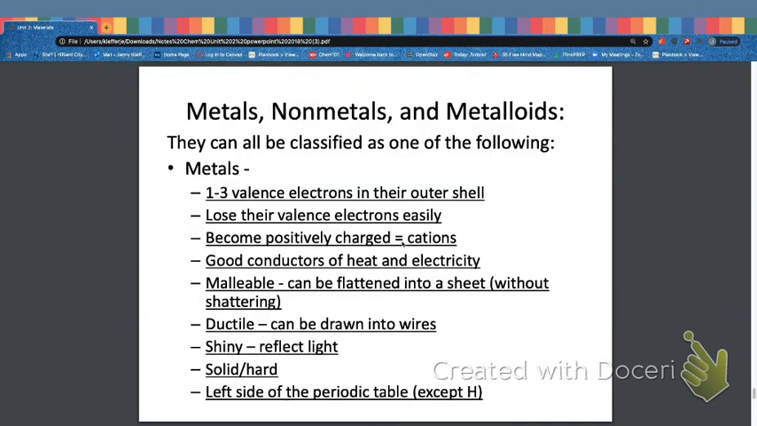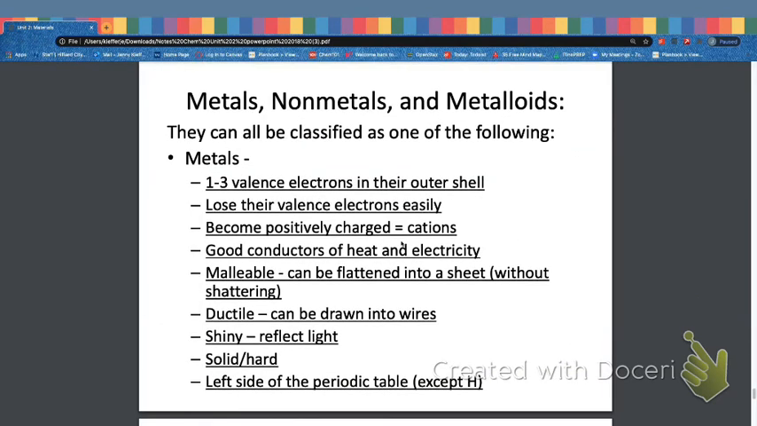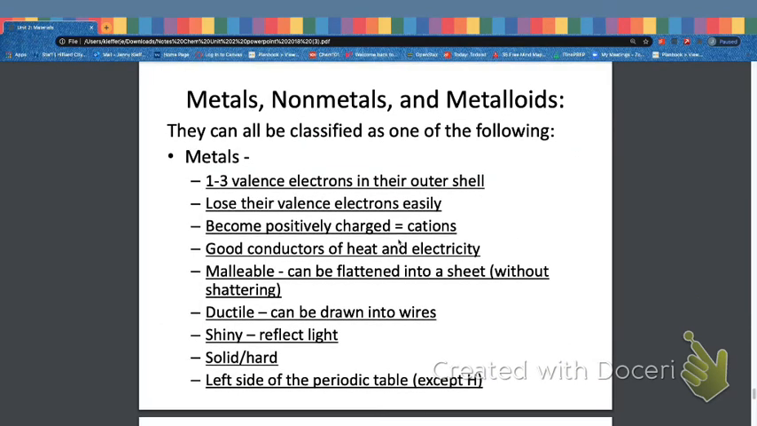So now that we know about properties, what we want to be able to do is categorize elements. And there's three big groups of elements: the metals, the nonmetals, and the metalloids, okay? And so we're going to talk about the characteristics of these groups, and we're going to also talk about where they are on the periodic table.